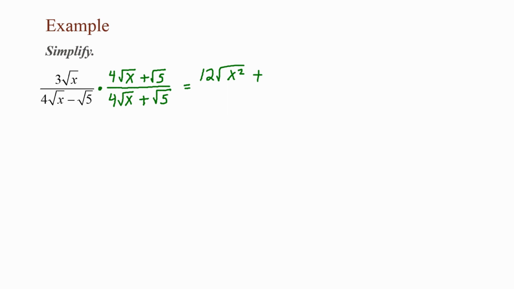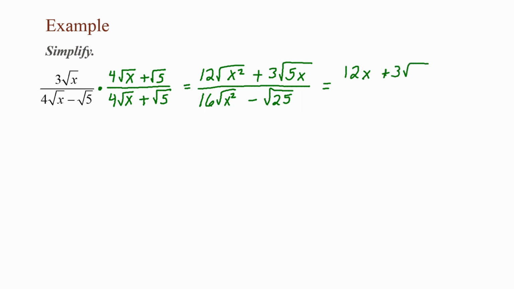plus 3 square root of x times the square root of 5 is 3 square root of 5x, all over, for the denominator, 4 square root of x times 4 square root of x is 16 square root of x squared. Inside and outside cancel, so I have minus the square root of 5 times the square root of 5, which is the square root of 25. This simplifies to 12x plus 3 square root of 5x in my numerator, and in my denominator, 16x minus 5. Our final answer is, in the numerator, 12x plus 3 square root of 5x divided by, in the denominator, 16x minus 5.